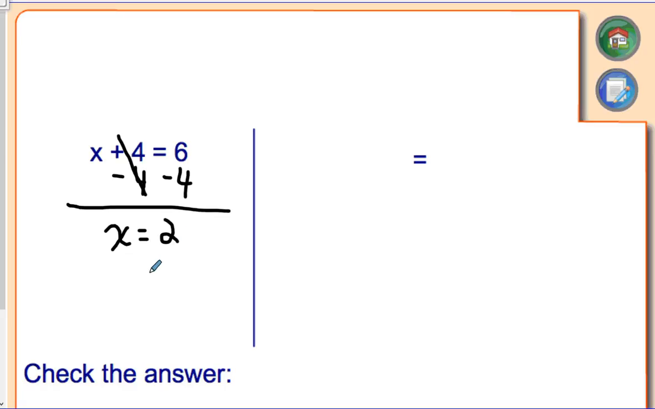is 2. If I were to check my answer, I would plug 2 in for x, so I would do 2 plus 4, and 2 plus 4 does in fact equal 6. Okay, so pretty simple concept. The main thing that I want you to focus on is making sure you're doing the inverse operation to isolate the variable, and to make sure you are writing each step clearly as you're solving the problem, even if you think it's ridiculous.